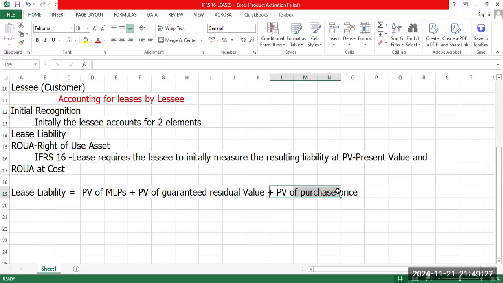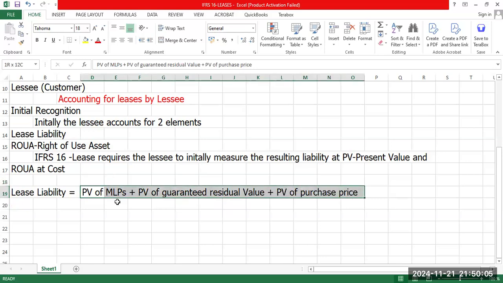If the customer is to purchase the asset, at what price will it be? If you have that price, then you need to get its present value. And this one normally comes in the year when the customer has exercised the purchase option. Colleagues, is it clear? Have you picked something? Yes, Ade.